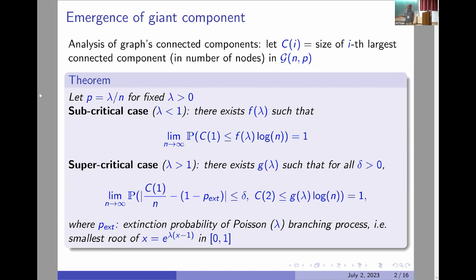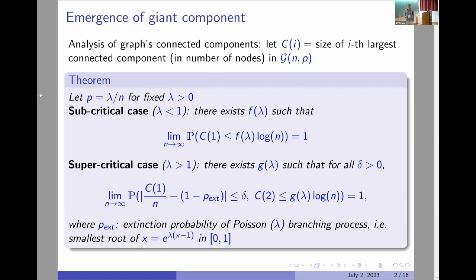Okay, so the result is as follows. If lambda is less than 1, then with high probability, with probability going to 1, the largest connected component in this random graph has size log n times some constant, which depends on lambda. So all connected components are of size at most logarithmic. So the density, if you relate this number of vertices to the size of the graph, this is exactly going to 0. So all connected components' relative sizes vanish to 0 as n goes to infinity.